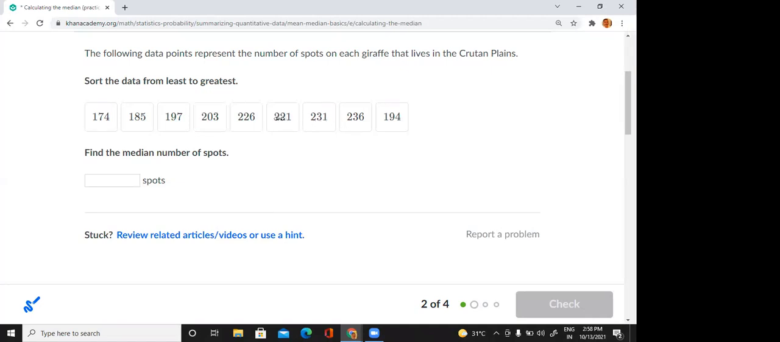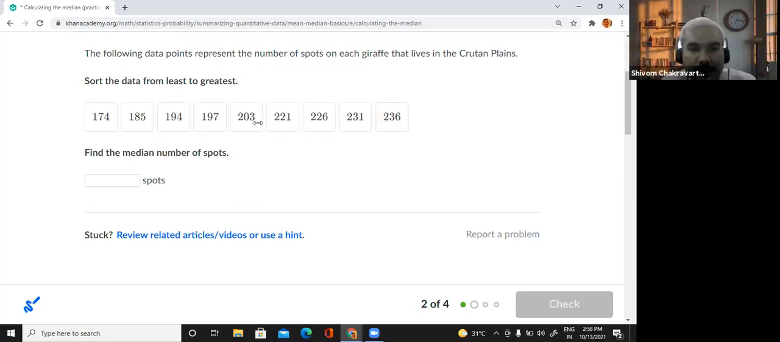Sir, 194 will come after 185. Yes, in order. So now 1, 2, 3, 4, 5, 6, 7, 8, 9. Okay, now odd number, 9. So directly, if we go to the fifth one, it is the middle one: 4 on the left and 4 on the right. So 203. The median number is 203.